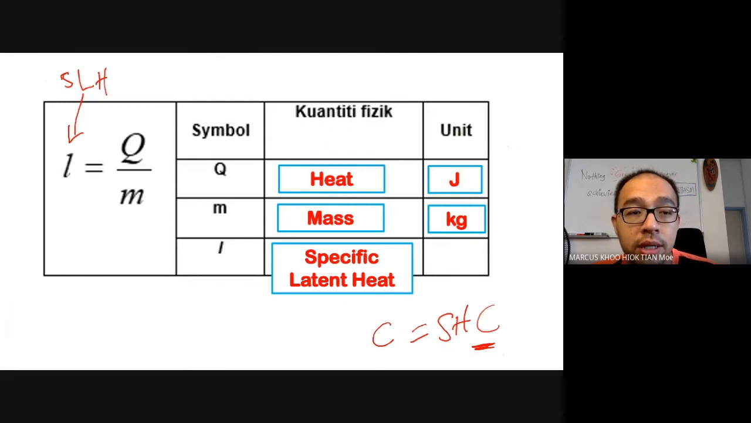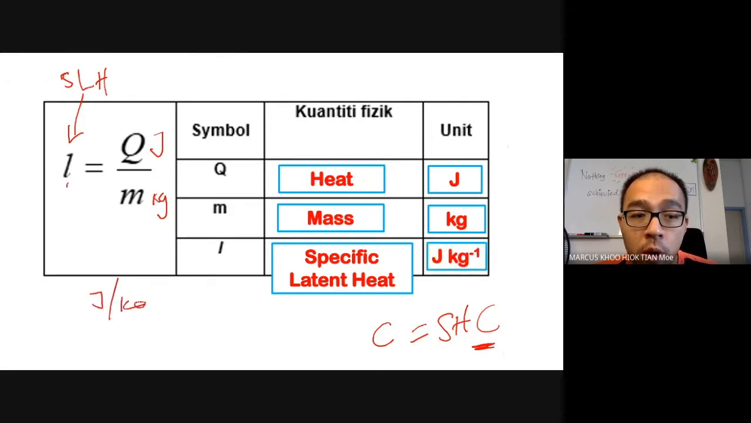So take a look at this. If this is joules and this is kilograms, what will my unit be for L? My unit will be joules per kilogram. Joules per kilogram, or we write it in a more standardized form, J kg^-1, joules per kilogram.